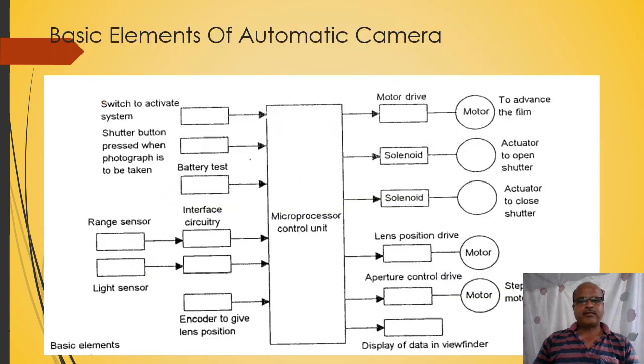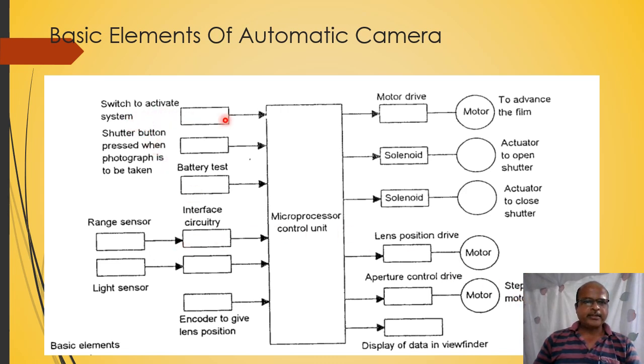So we'll skip some part. Then the basic elements of an automatic camera. These are the basic elements, and this is a block diagram from W. Bolton's book, that is Mechatronics. You can download a PDF of that book online. So these are the basic elements of the automatic camera.